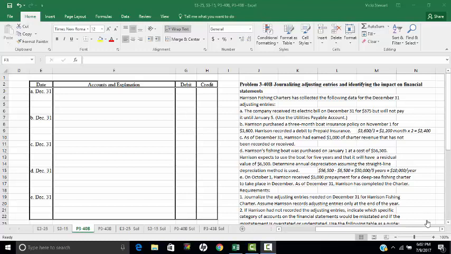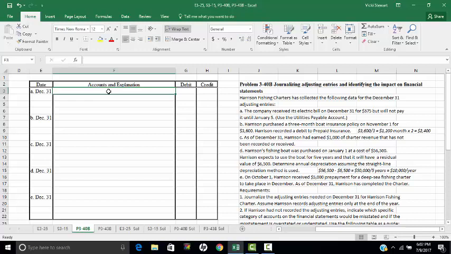This is a demonstration of problem 340B, journalizing adjusting entries and identifying the impact on financial statements. Harrison Fishing Charters has collected the following data for the December 31st adjusting entries, and the problem gives us information on 5 adjusting entries. The requirements state, first, to journalize the adjusting entries needed on December 31st for Harrison Fishing Charter, and assume that Harrison records adjusting entries only at the end of the year.